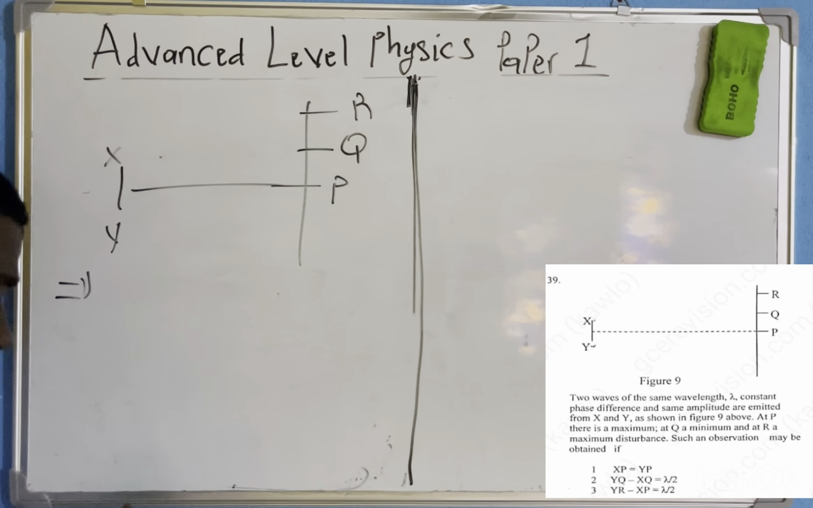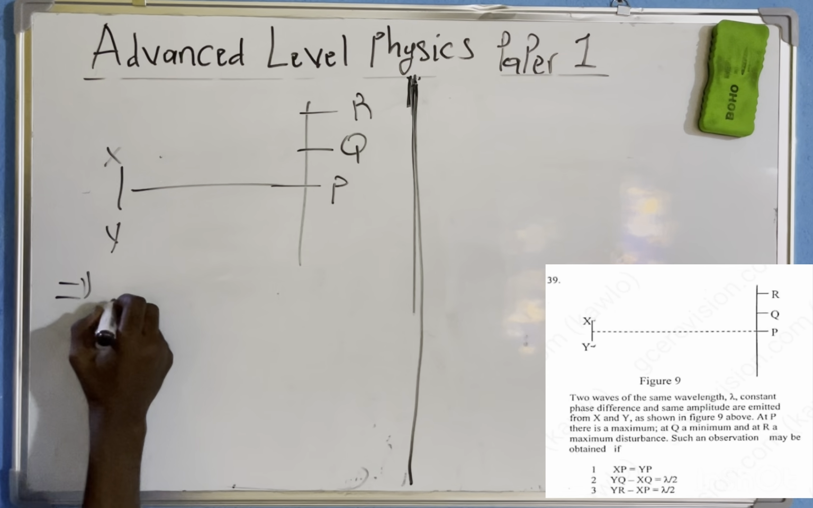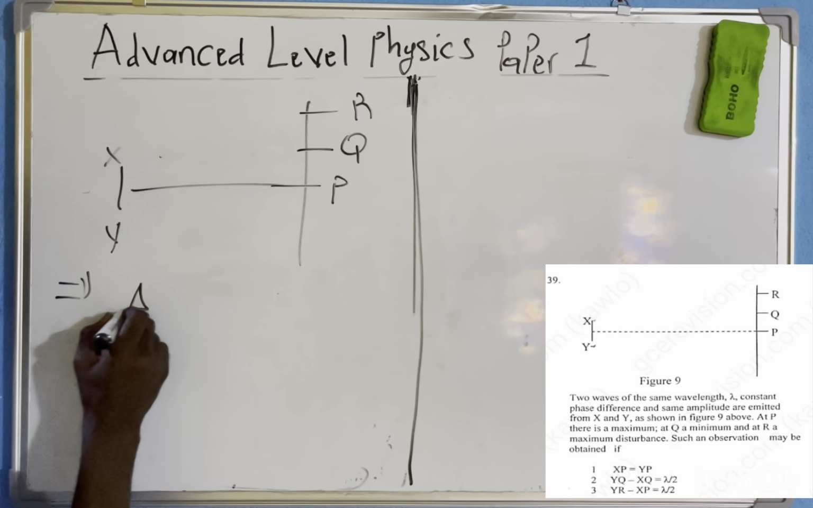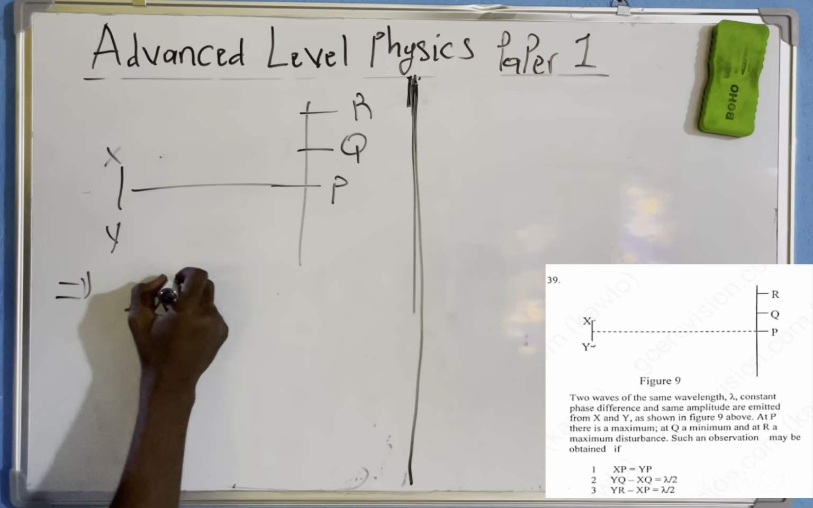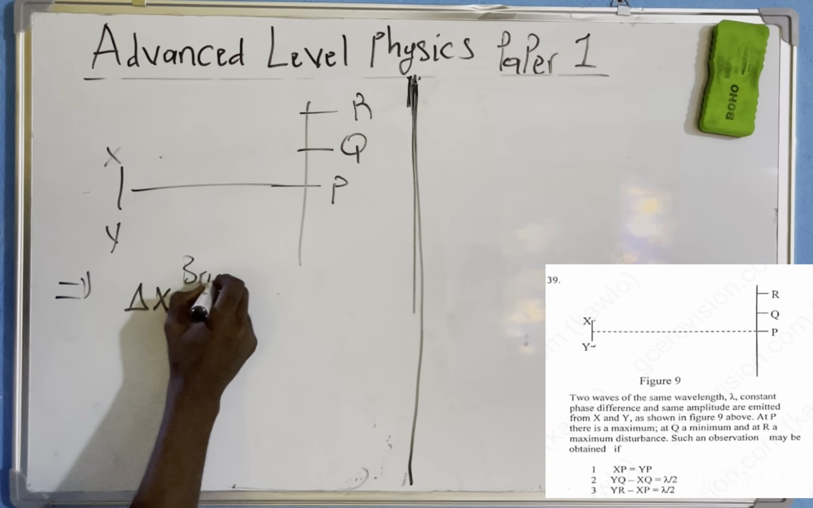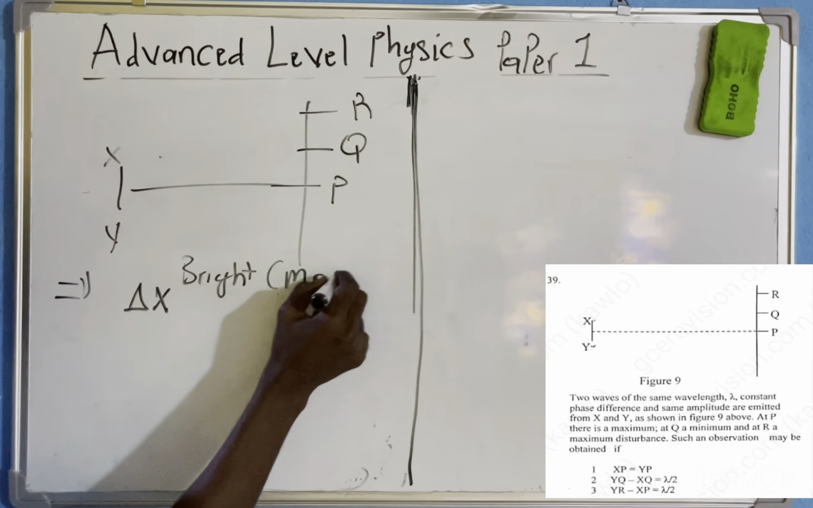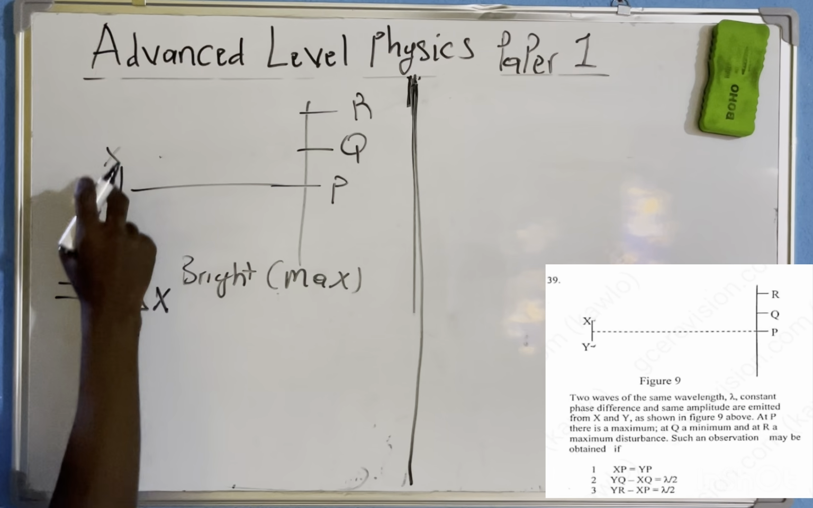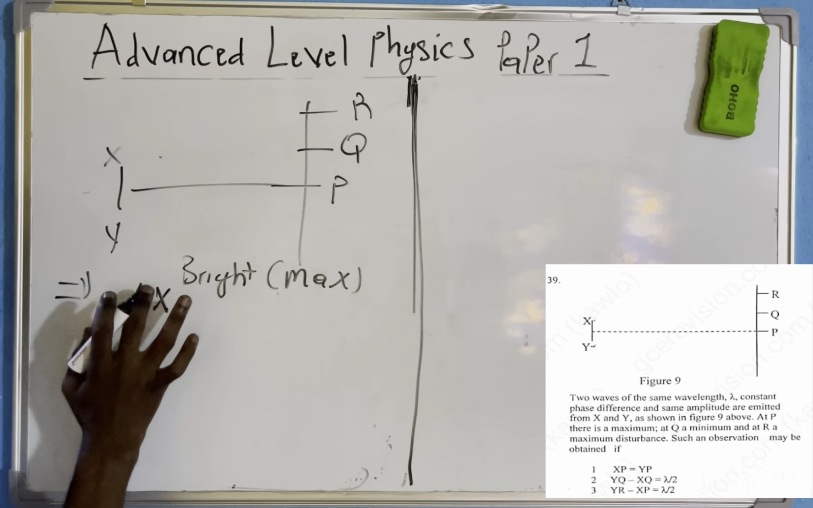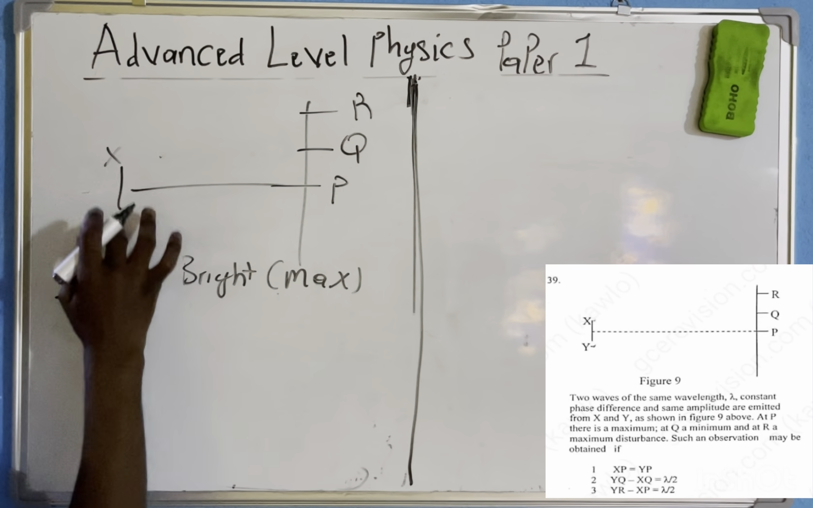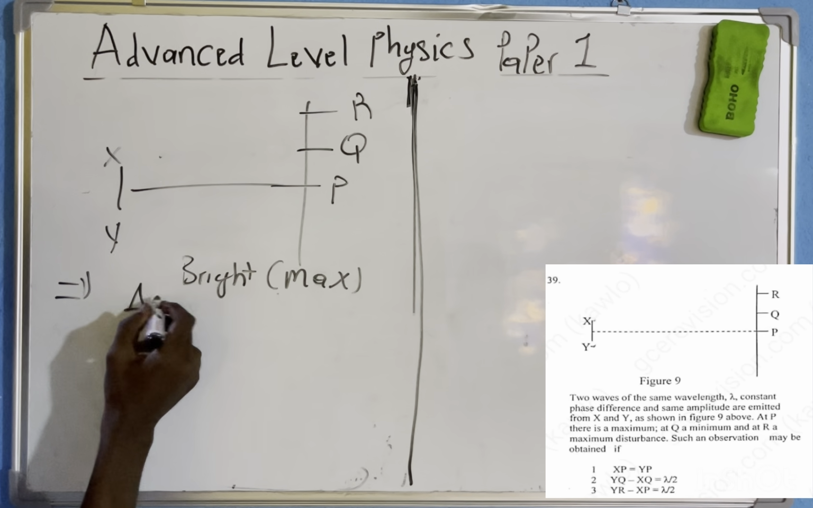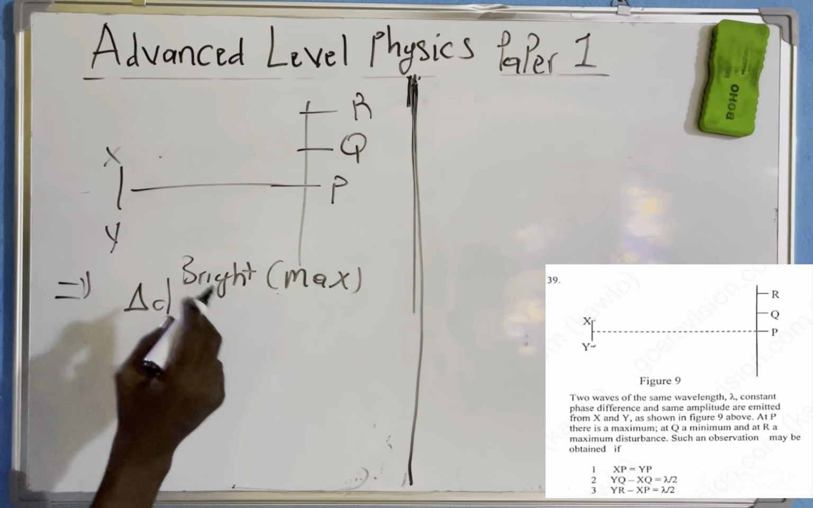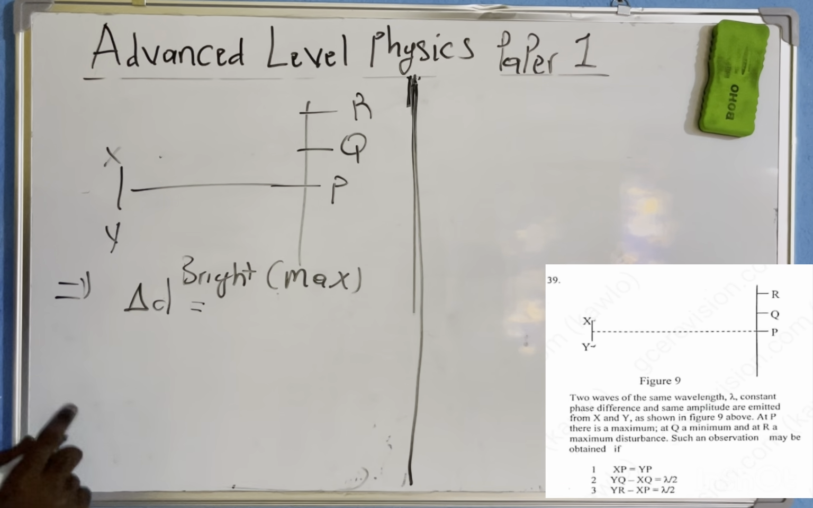Now, I want first of all to remind you of the conditions for us to observe a bright region or a maximum. For us to observe a maximum, the path difference, which is called delta D, between X and Y should be written as a whole number of the wavelength.